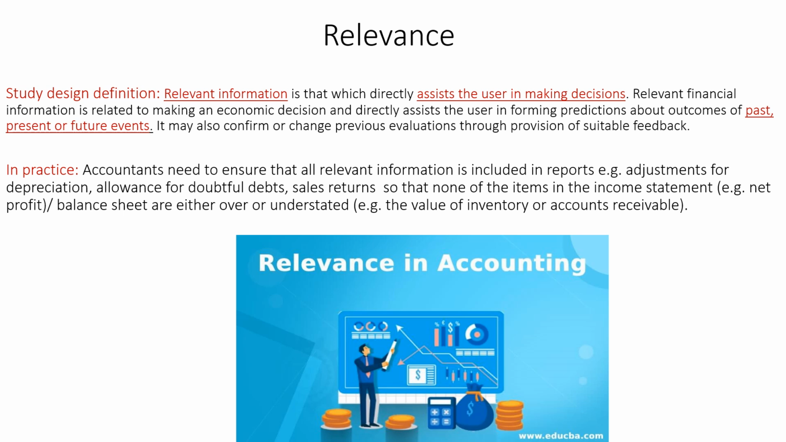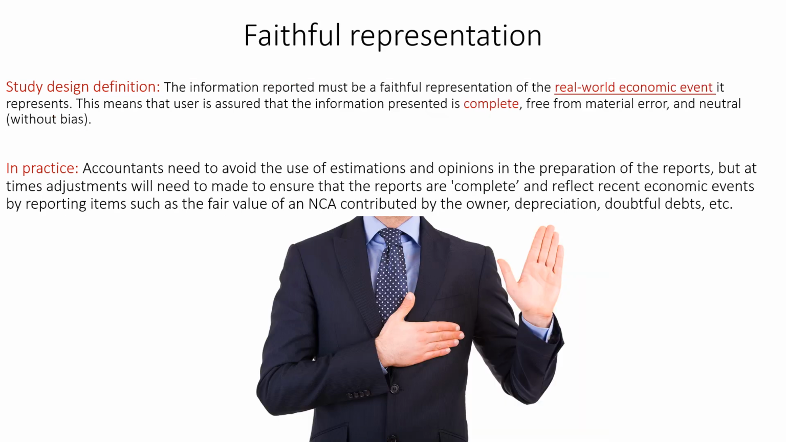We want sales returns reported in our income statement so we can look at customer satisfaction as kind of a KPI, etc. And what we want in terms of including relevant information is we want to make sure that we're not over or understating items in our balance sheet or income statement. So particularly things like the value of our inventory based on inventory loss, inventory write-down, accounts receivable in terms of adjustments for allowances for doubtful debts.